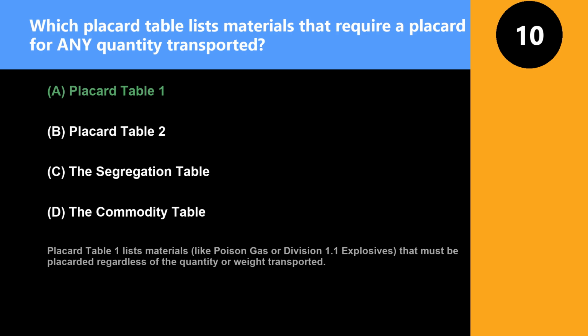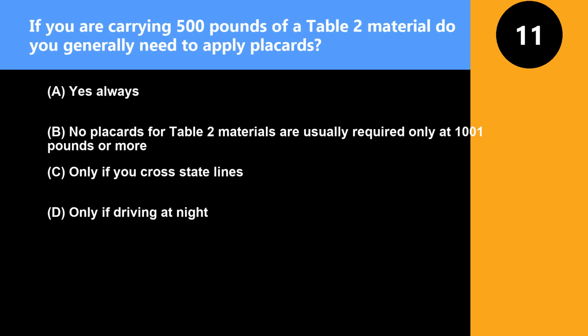Placard Table 1 lists materials, like poison gas or Division 1.1 explosives, that must be placarded regardless of the quantity or weight transported. Question 11. If you are carrying 500 pounds of a Table 2 material, do you generally need to apply placards?